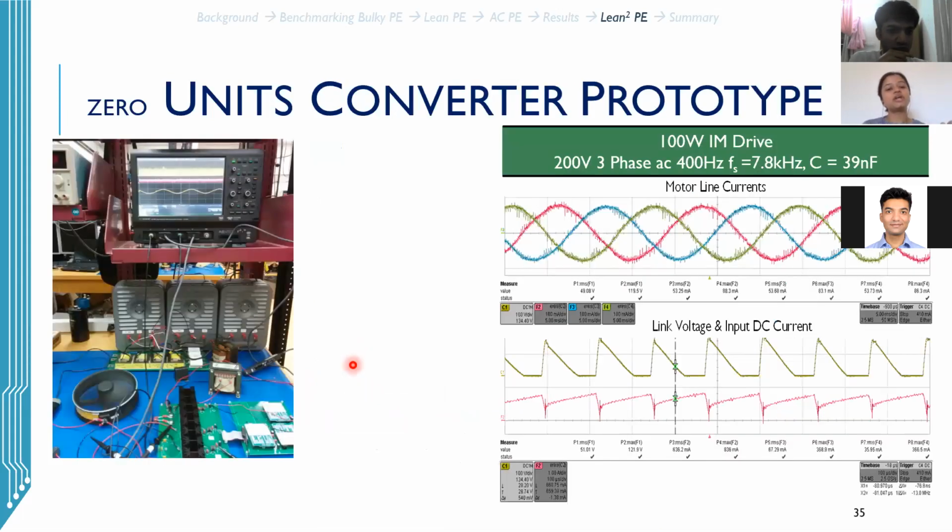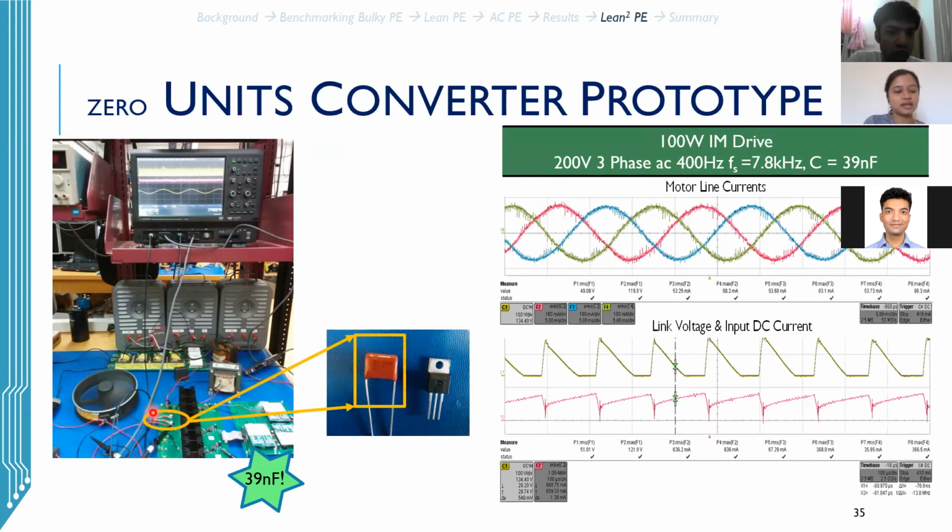I'm not going into the details, but directly looking at a design implementation that we did for a small 100-watt fan, which is shown right here. We were using a 39 nanofarad capacitor, and the capacitor is sitting right here, wherein we can see the small size of it as compared to, say, a typical TO220 package that we were using for our converter operation.